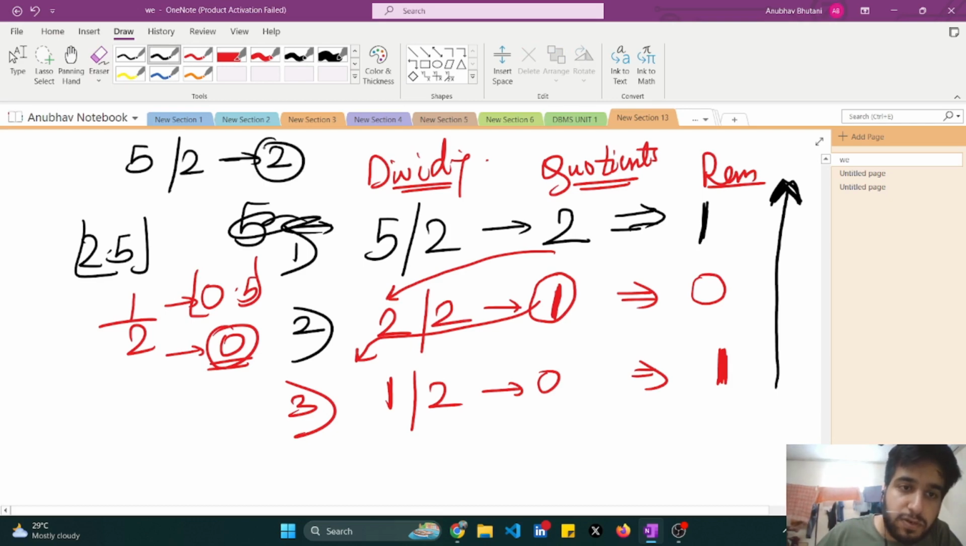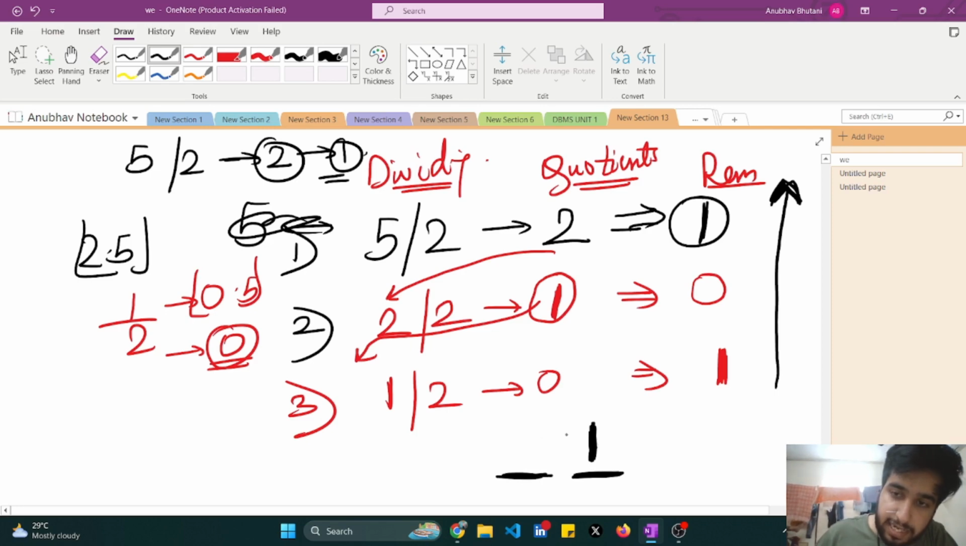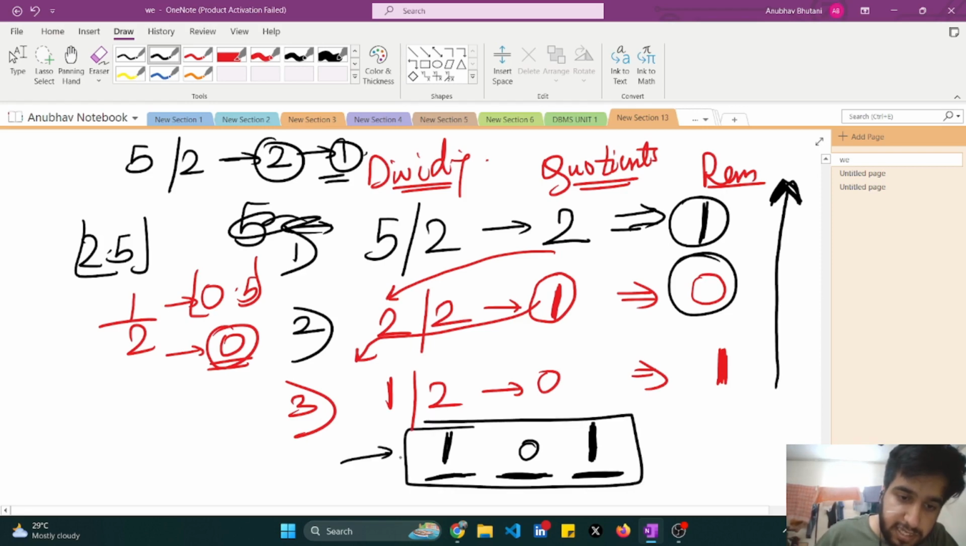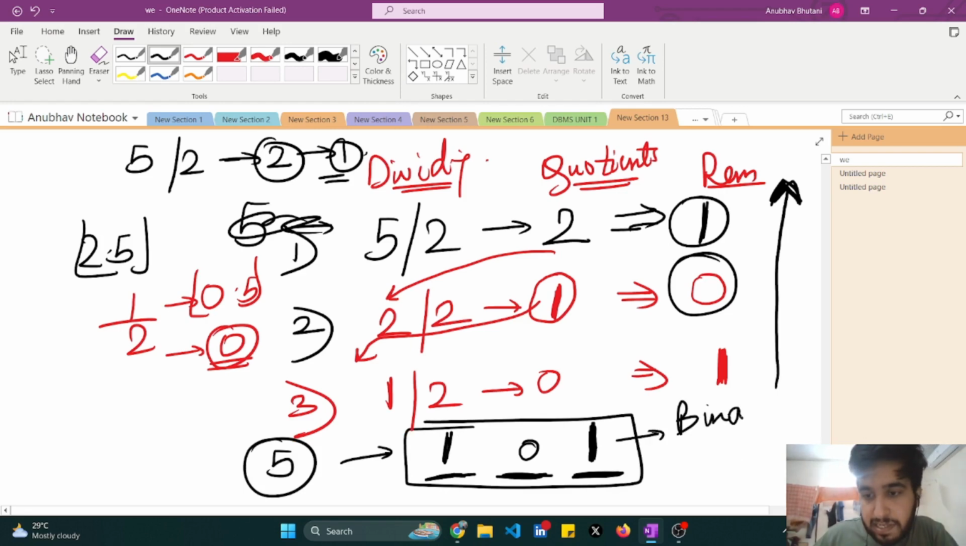From 5 it became 2 and from 2 it became 1. So we are pushing the values from the last. So this one would occupy the last position. The second position would be occupied by 0 and the third position will be occupied by 1. So this is what becomes my binary representation of 5.